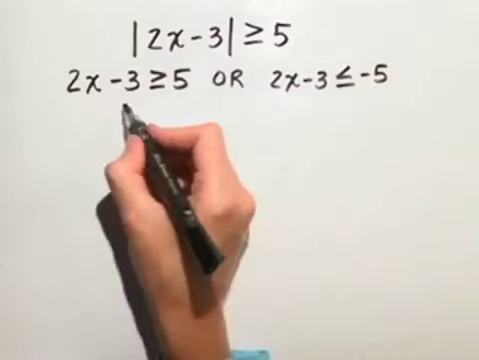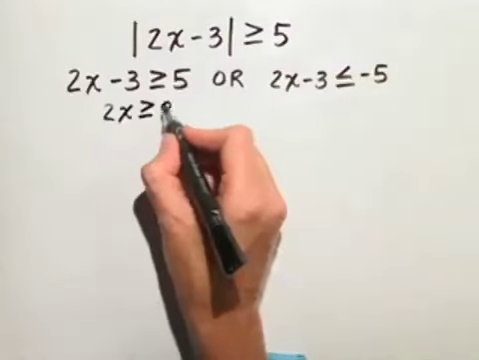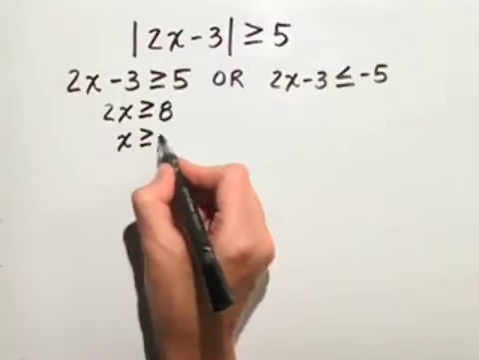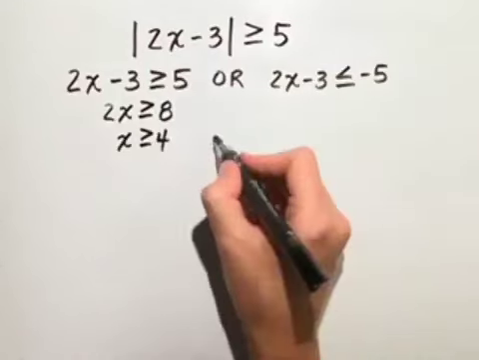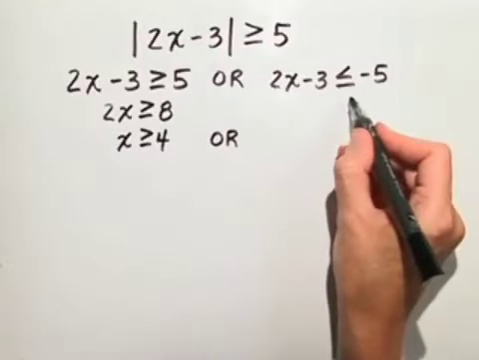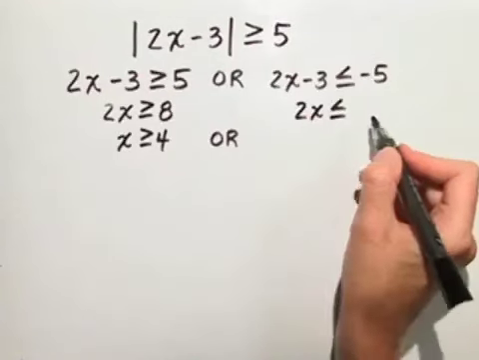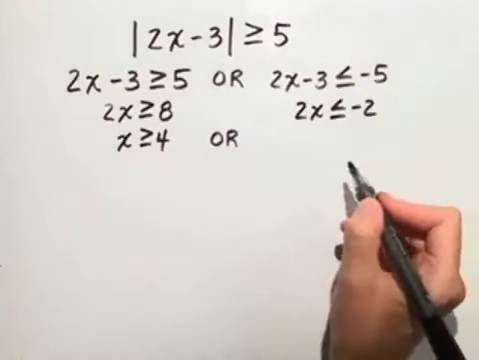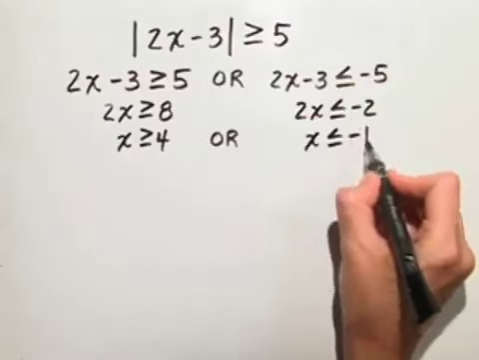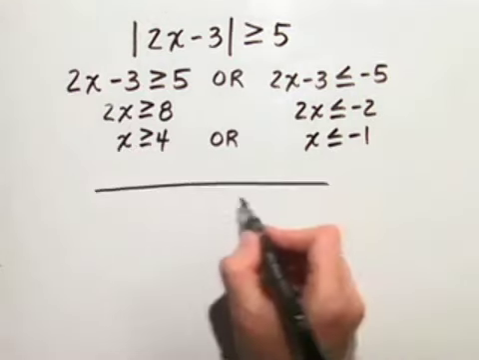Let's solve both of these. First, we'll add 3 to both sides, and we have 2x is greater than or equal to 8. We divide both sides by 2, and we get x is greater than or equal to 4. Or, let's solve the second inequality. We add 3 to both sides, and we get 2x is less than or equal to negative 2. We divide both sides by 2, and we get x is less than or equal to negative 1. Now we need to put this on a number line.